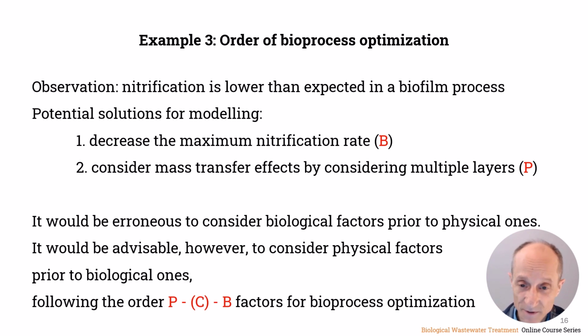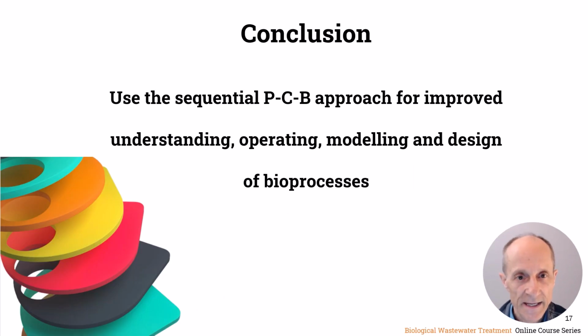It would be advisable, however, to first consider the physical factor before the biological ones, following the order of physical, then chemical, then biological processes for bioprocess optimization. In conclusion, it is recommended to use the sequential physical, chemical, biological approach for improved understanding, operating, modeling, and design of bioprocesses.